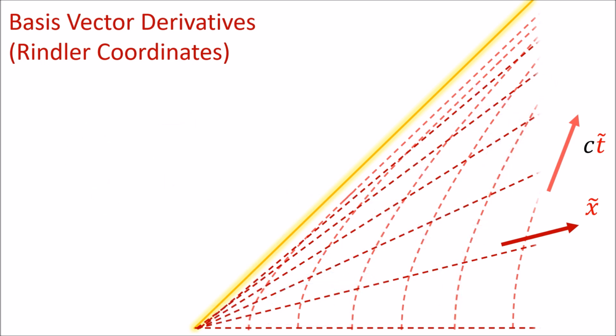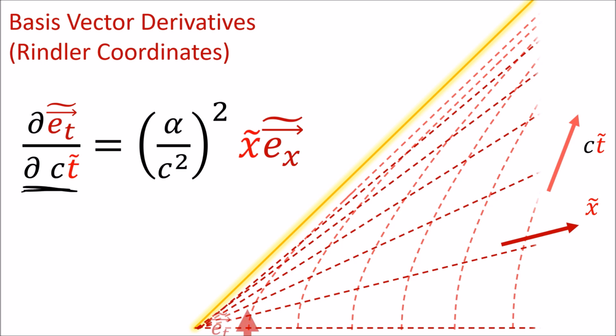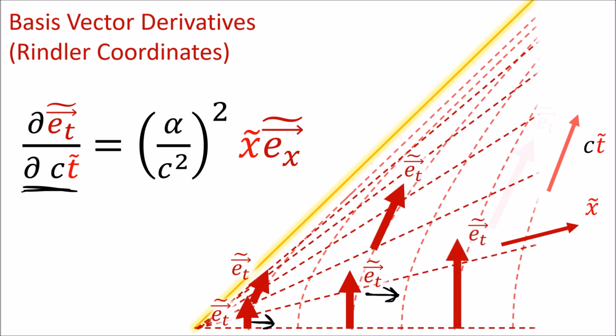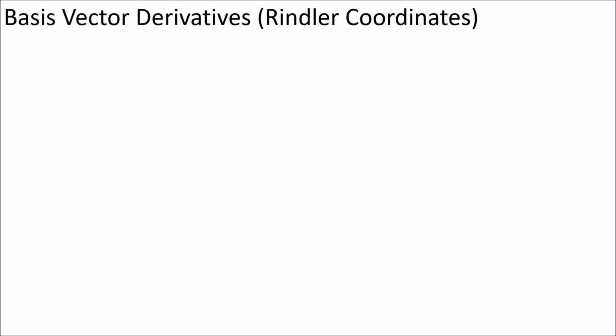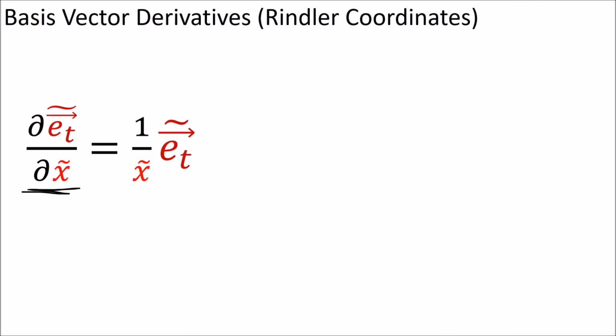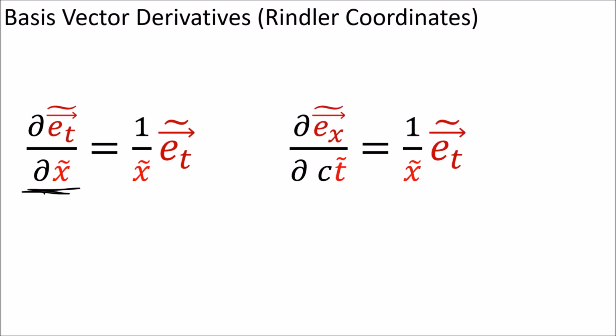Finally, if we watch what happens to an e_t tilde basis vector when we move along a ct tilde curve, we find that it starts tilting in the direction of e_x tilde, which is why the result of this derivative points in the e_x tilde direction. And we get more and more tilting the further we are from the origin, which is why x tilde is in this formula, because the rate of change is greater farther from the origin. Also, the fact that partial e_t tilde by partial x tilde is the exact same as partial e_x tilde by partial ct tilde is not a coincidence.